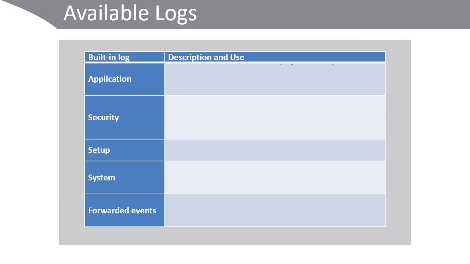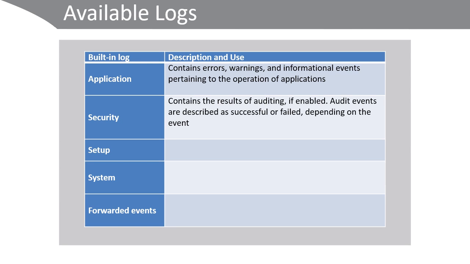There are a number of logs available within the Event Viewer. The application log contains errors, warnings, and informational events that relate to applications. The security log contains the results of auditing if you've turned that on through Group Policies, Security Events. You can audit events and they are identified as being successful or failed, depending on what it is you're auditing.